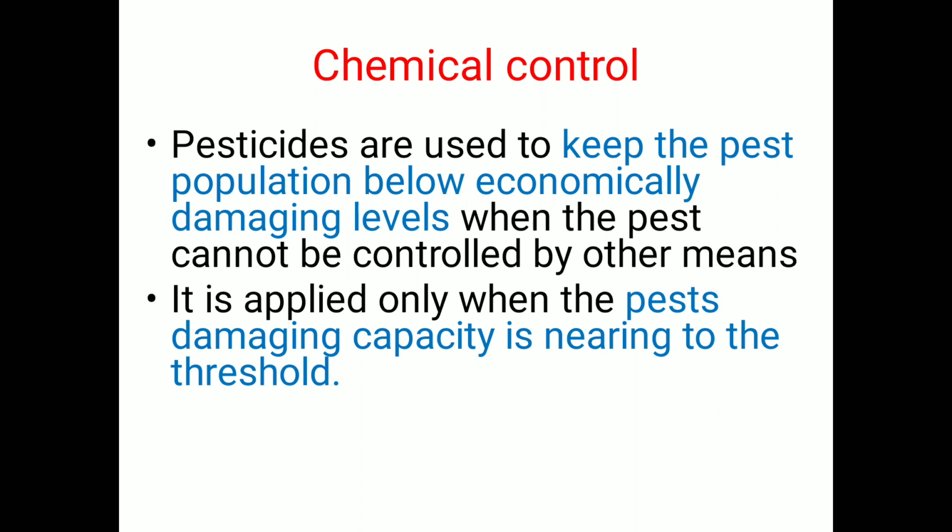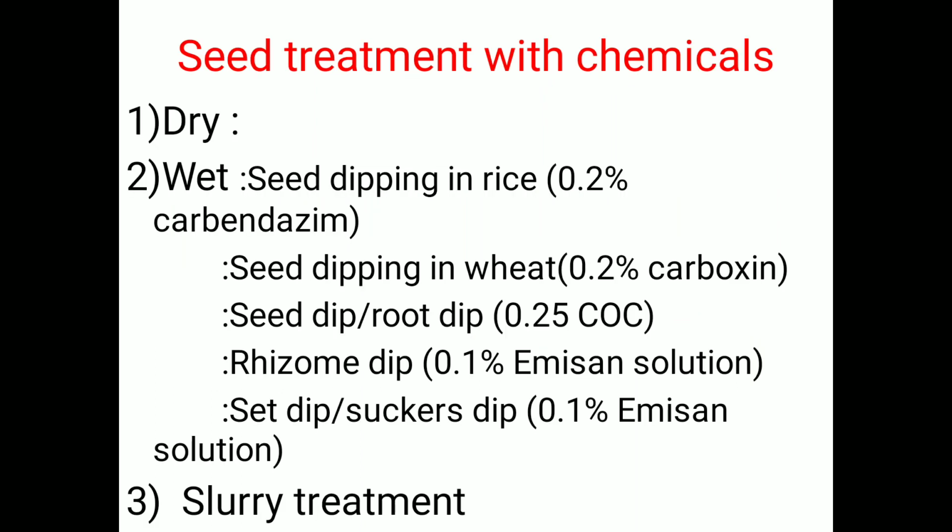So we discuss here what are the methods of chemical control for seeds and seedlings. In that, first we discuss dry seed treatment, then wet seed treatment and slurry treatment. It is a very simple method. In case of dry seed treatment, we have to use a powder formulation of fungicides or insecticides.